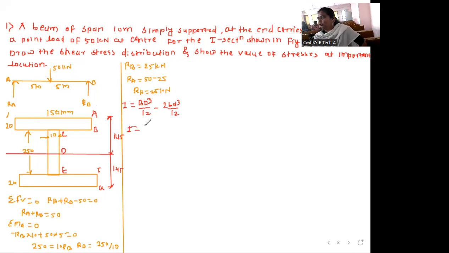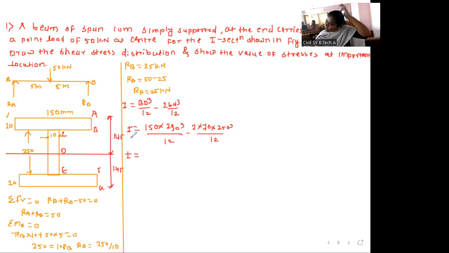So I is equal to 150 into 290 cube divided by 12 minus 2 into, now we have to find out this b. So 150 minus 10, 140, divided by 2, so 70. 2 into 70 into this distance is 250, so 250 cube divided by 12. So you calculate and tell me I, which is equal to how much? Okay, 122.57 into 10 raised to 6 mm raised to 4. So this is the moment of inertia.